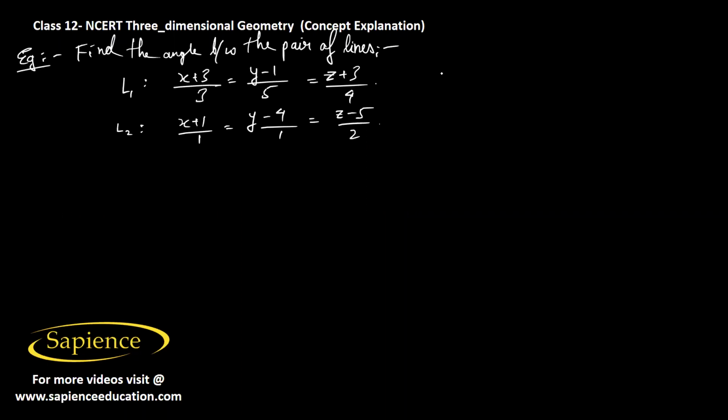So here, therefore, the direction ratios along the line L1 are 3, 5, and 4, and the direction ratios along the line L2 are 1, 1, and 2. So the vector B1 that is parallel to the line L1 will be 3i cap plus 5j cap plus 4k cap, and the vector B2 which is parallel to the line L2 will be i cap plus j cap plus 2k cap.